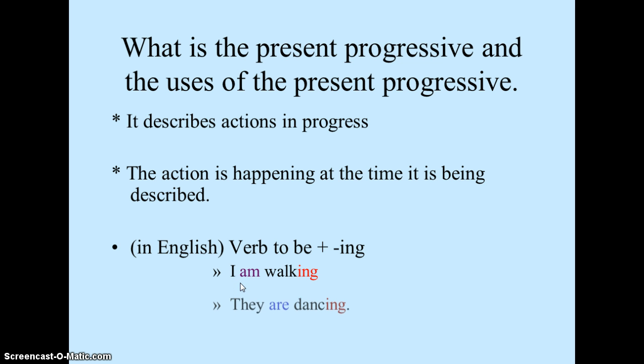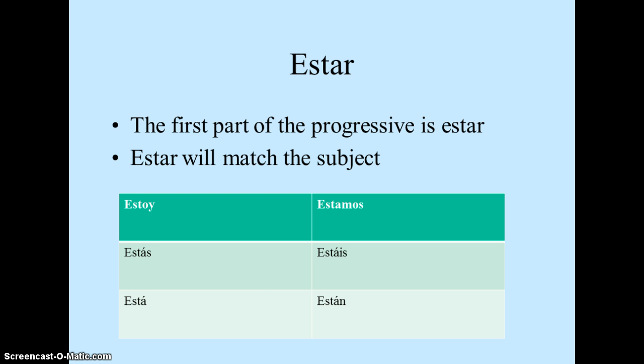I am walking, they are dancing. So we use this special form of to be, whichever specific form we need. I am, you are, they are, and then we add an ing onto the end of our verb. In Spanish, it's really similar.